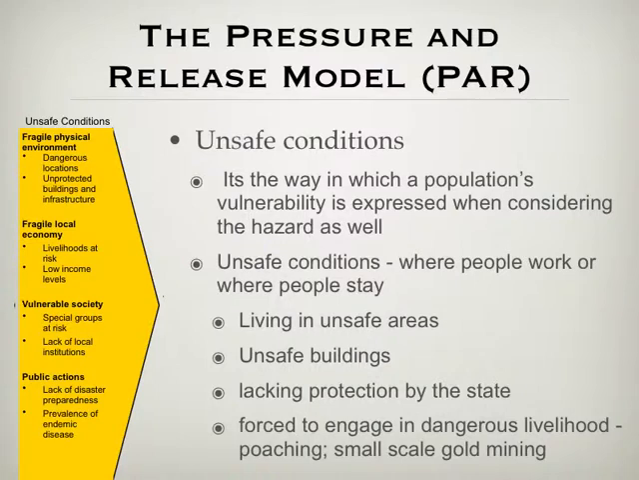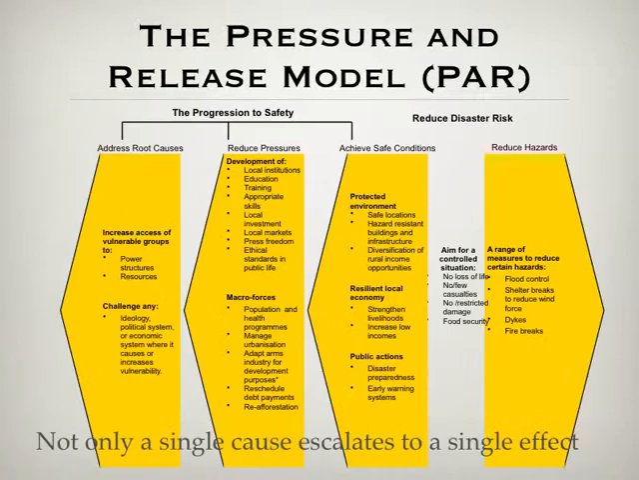A fragile local economy. Some aspects may have caused this unsafe condition in terms of a fragile economy. So you see that there are origins leading up to a specific situation or unsafe condition. And then public action, lack of disaster preparedness, prevalence of endemic diseases, those types of things that we see as examples of that. Okay.